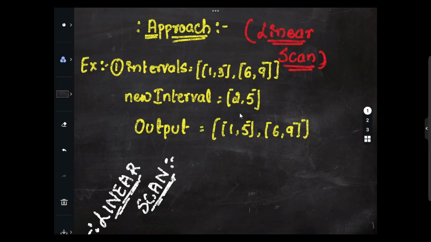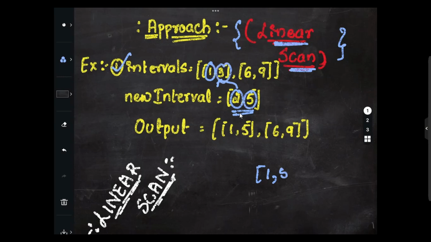We will be going with the linear scan approach. Just remember this, we'll be going with the linear scan approach. I have considered the same first example that they have given in the question. Here the intervals are 1, 3 and 6, 9, and the new interval we have to add is 2, 5, which overlaps with 1, 3. So what will happen here? First, we consider the least number among 1 and 2, and for the right side numbers we consider the max one, so this will be 5 when we merge. So this will be 1, 5 and 6, 9 remains the same. The output will be 1, 5 and 6, 9.